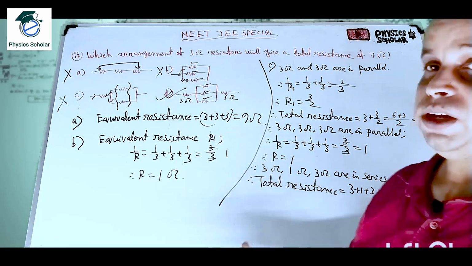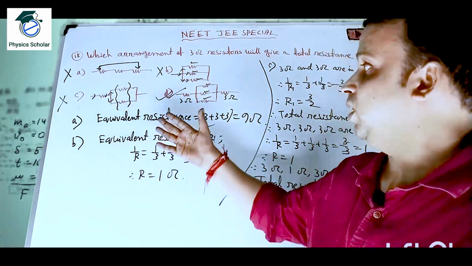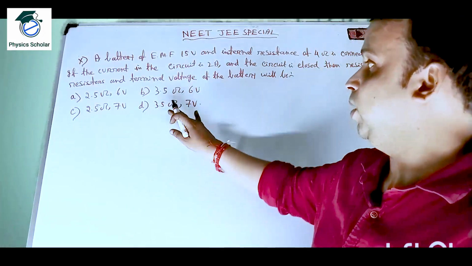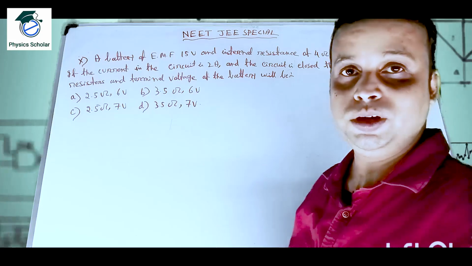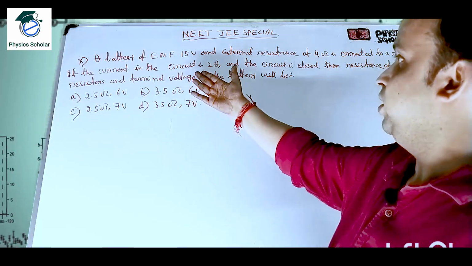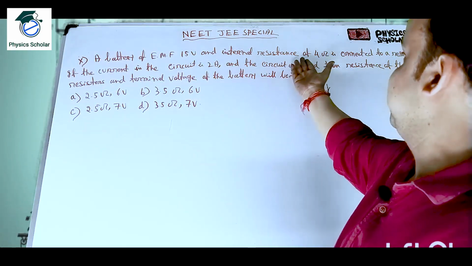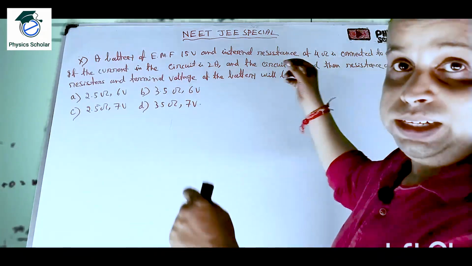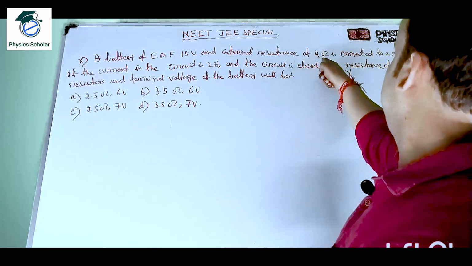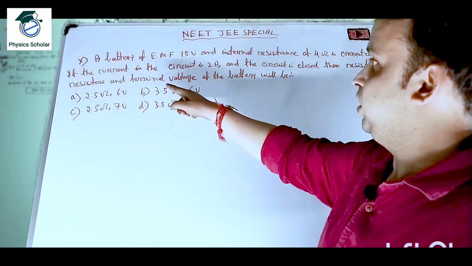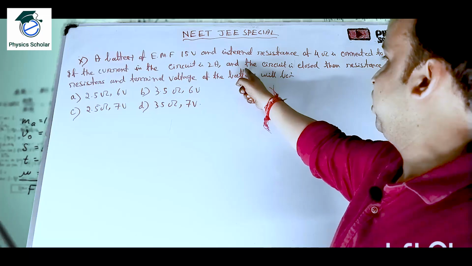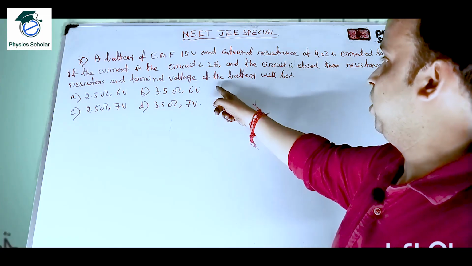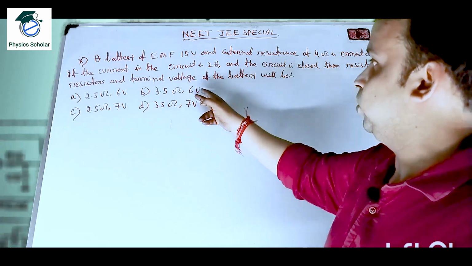Now let us move to the last but not the least problem of today's episode. Okay students, now let us move to the last problem of today's episode. Clear? So a battery of EMF 15 volt and internal resistance 4 ohms. If internal resistance is there, that means voltage drop will be there. Clear? If it is connected with the external circuit, 4 volt is connected to a resistor. If the current in the circuit is 2 ampere and the circuit is closed, then what are the resistance of the resistor and the terminal voltage of the battery?